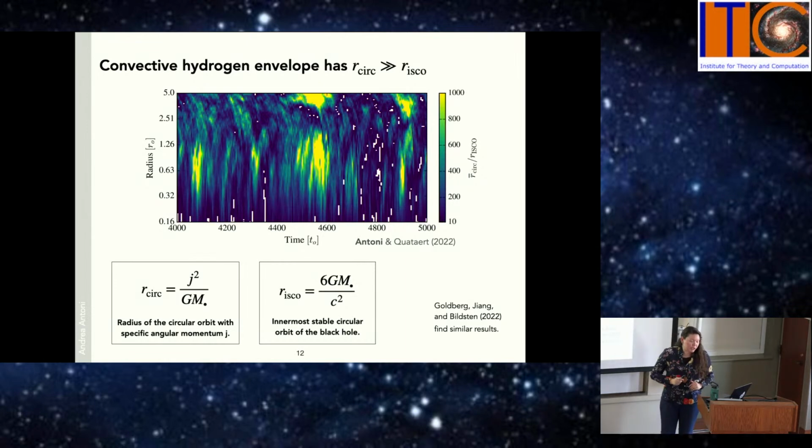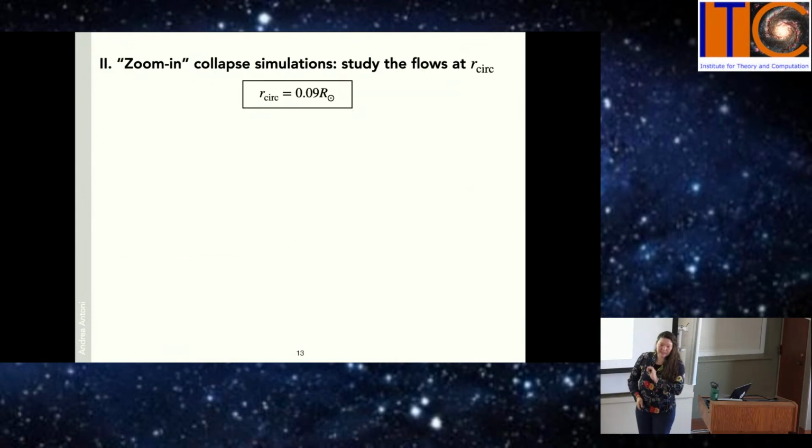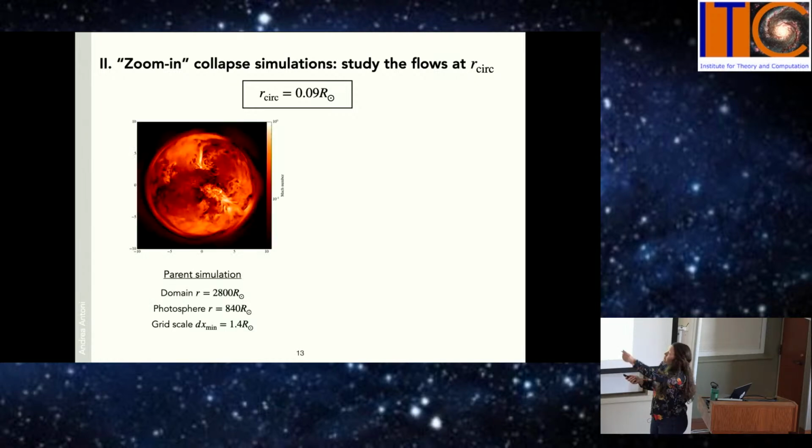Okay, so step 2 is these zoom-in simulations. Let's put things in some real numbers. This is dimensionless, so I've just picked a particular star, an 18 solar mass red supergiant, to put these into physical units. Don't write home that it's always 0.1 solar radii. What we care about is the relative sizes. Just keep in mind that typically the angular momentum associated with this convection gives you a circularization radius of about 0.1 solar radii. That's what we want to resolve when we're falling in.